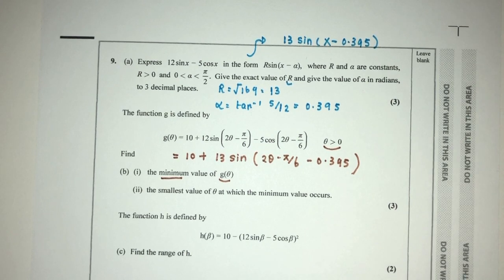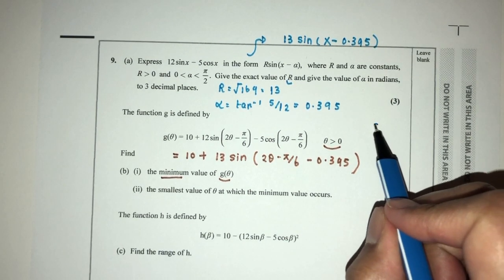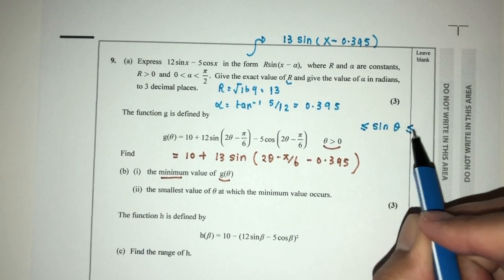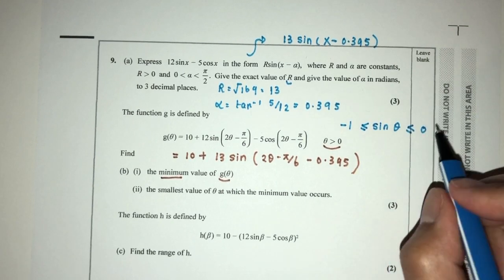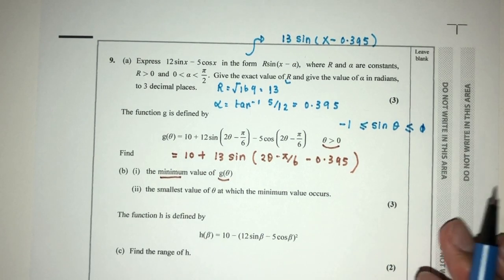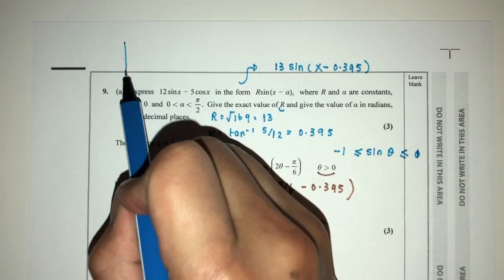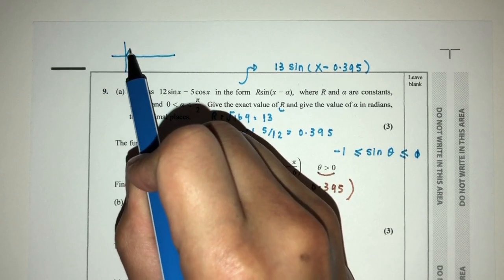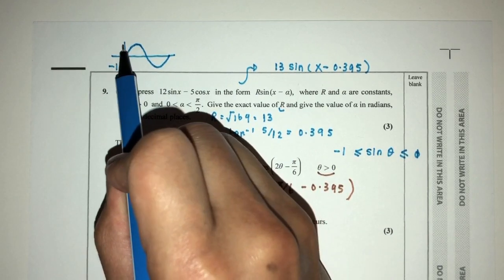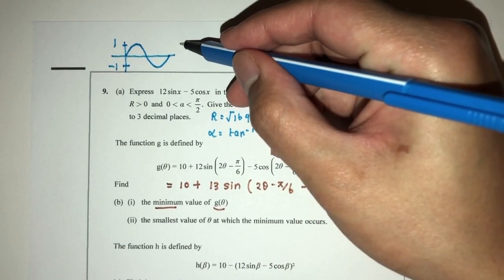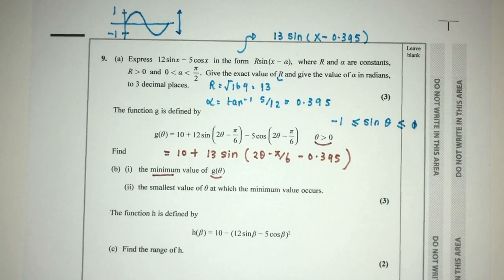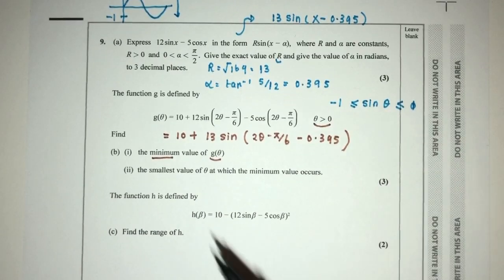Now to find the smallest value of g of x, we have to understand that sine of theta of any angle can only be between two values, minus 1 and 1. Because if you were to draw the graph, for example, let me draw the graph here. The graph of sine is something like this. Starts from 0, will be going to 1, and should be here. This is the value of minus 1 and the value of 1. As you can see, the max value is 1 and the min value is minus 1. So that's the sine graph to help you understand the max and the min value of this.